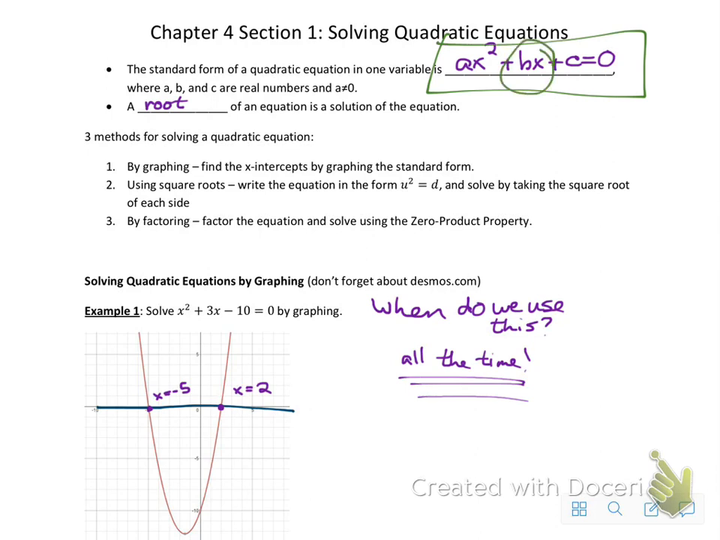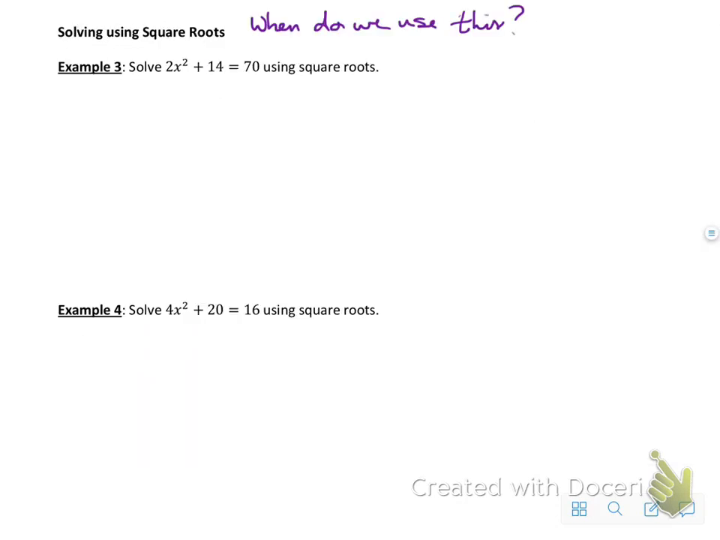This bx, if that is not there, that's when you solve using square roots. So I'm going to put that here. There is no bx term. So if there's not a middle term, if there's no x with a number out front, that's when you're going to use solving using square roots.